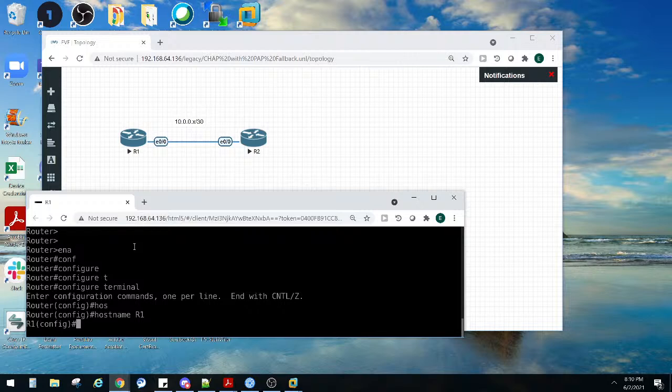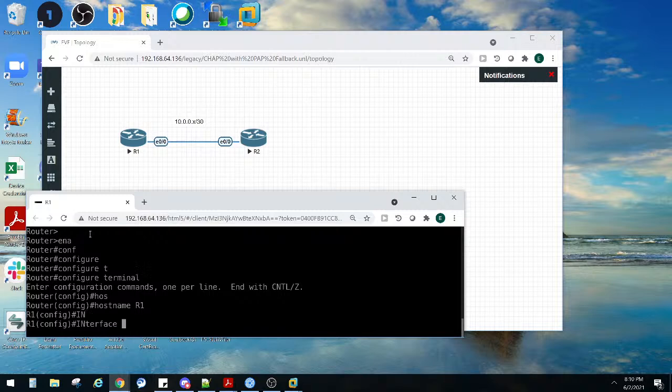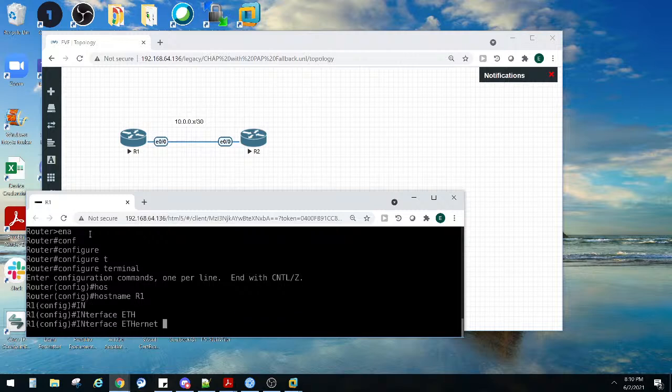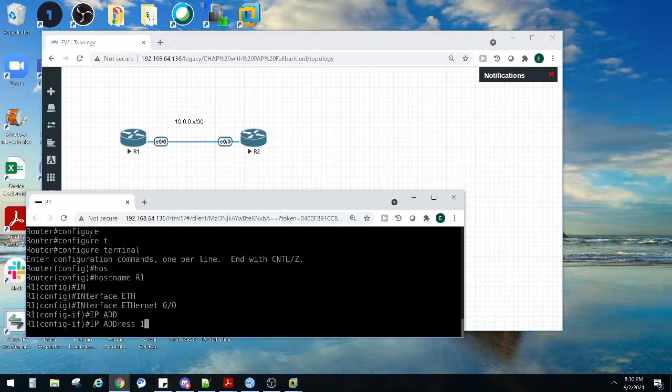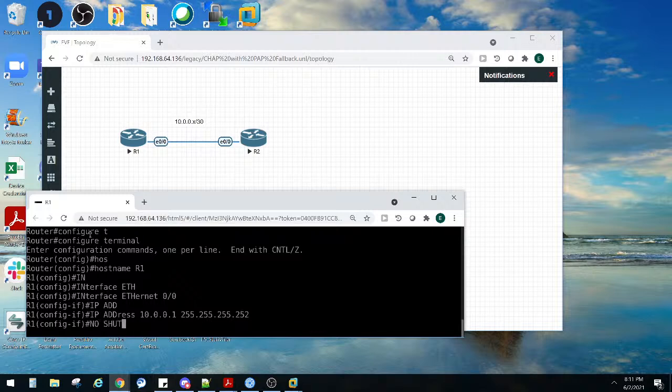So this interface right here is going to be 10.0.0.1, and that one's going to be .2 right there, right? So this should be a really easy lab. Let's try to knock this out, man. Interface Ethernet 0/0. His IP address is 10.0.0.1/30, subnet is .252. No shut that bad boy.